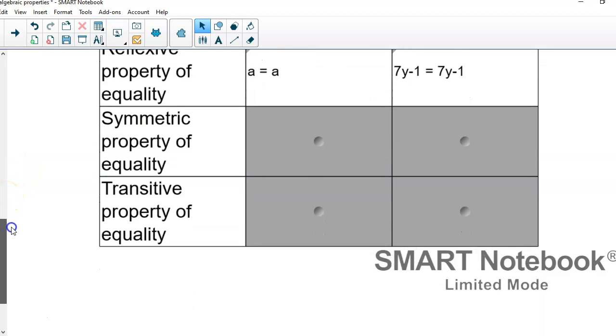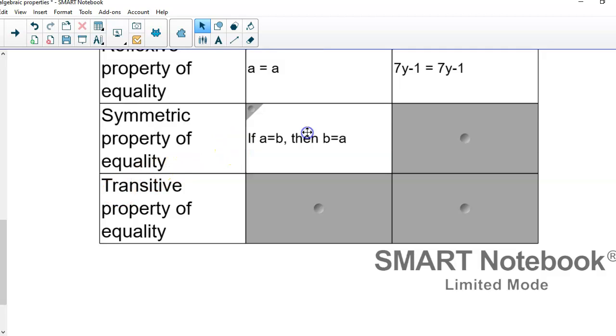The next property is the symmetric property of equality. This one says that if A equals B, then B equals A. So they just switch the two sides and they're still equal. And so an example of this would be if y equals 3x plus 5, then 3x plus 5 equals y. In this case, we just switch the y and the 3x plus 5, and they're still equal to each other.